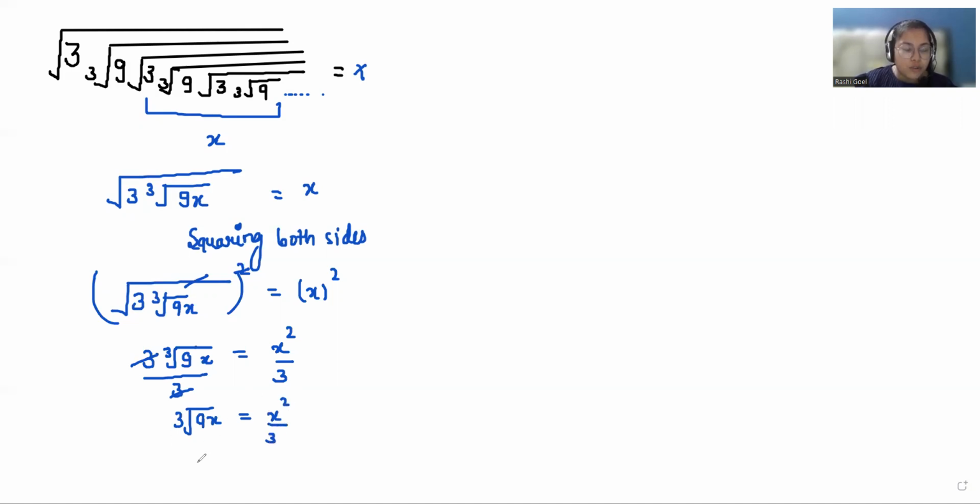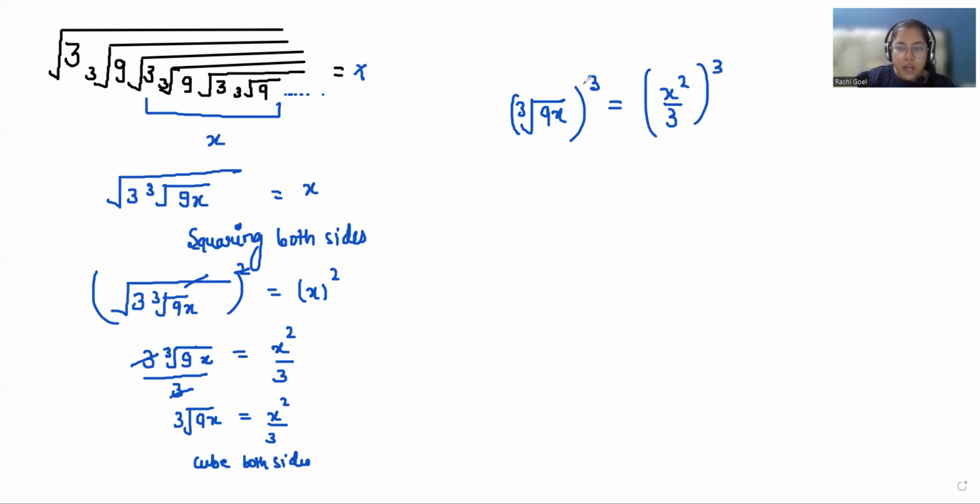So to remove this cube root, I am cubing both sides. So cube root of 9x whole cube is equal to x square over 3 whole cube. So with the help of this, the cube root eliminates. So 9x is equal to, according to the rule, x power m power n, we can write it as x power mn. So it's converted as x power 6 over 3 cube is 27.